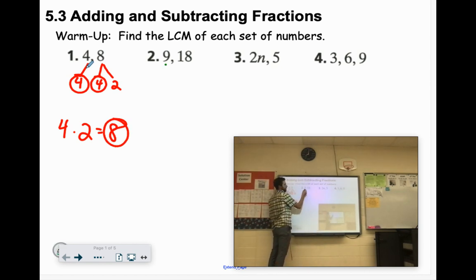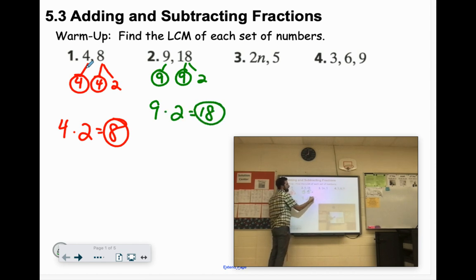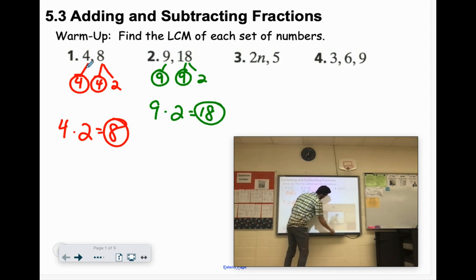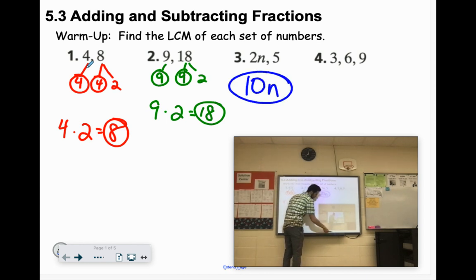9 and 18, they have a 9 in common. This is 9 times 2. They have the 9 in common. Bring it down. All we have left is a 2, so bring it down. 18 is the least common multiple. 2 and 5 don't have anything in common, so you could just multiply them. 2 times 5 is 10. This would be 10.